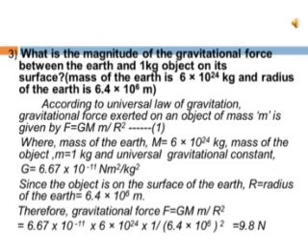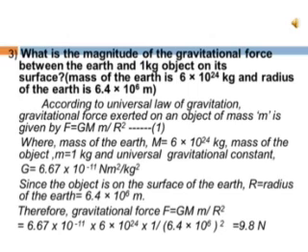This is expression number 1, where mass of the earth capital letter M is equal to 6 into 10 the power of 24 kg. Mass of the object small letter m is equal to 1 kg, and universal gravitational constant capital letter G is equal to 6.67 into 10 the power of minus 11 Newton meter square per kilogram square. Since the object is on the surface of the earth, capital letter R is equal to radius of the earth, which is equal to 6.4 into 10 the power of 6 meter.